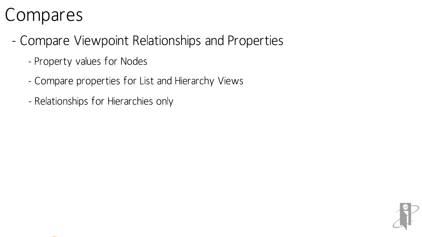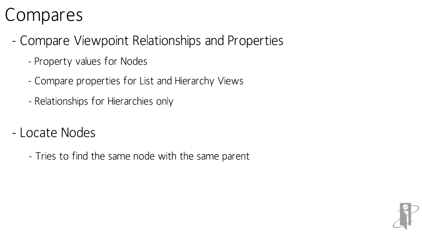When you are using side-by-side mode in a viewpoint, locate tries to find the same node that has the same parent in the target viewpoint versus the source. If the locate nodes fails when checking the source parent against the target parent, it will find the first location in the target viewpoint.